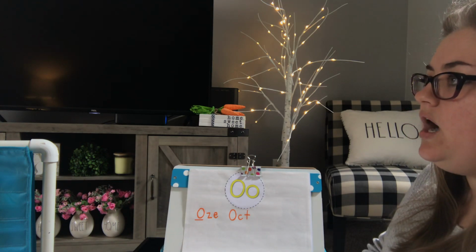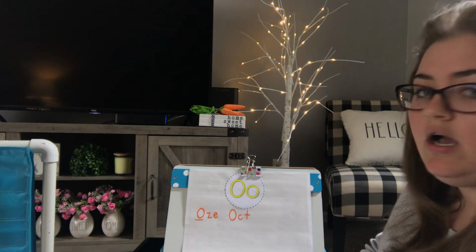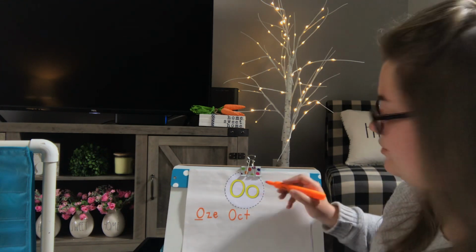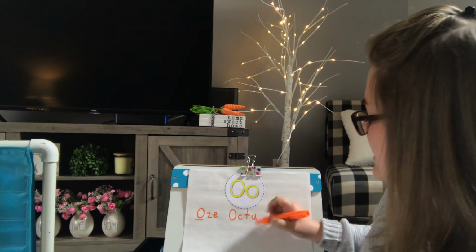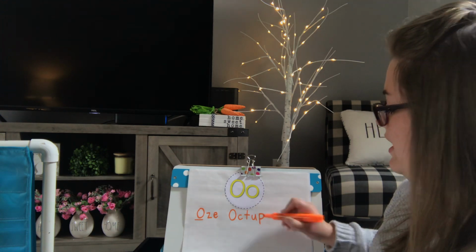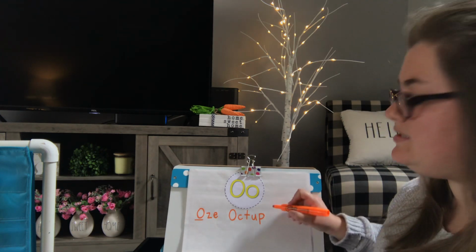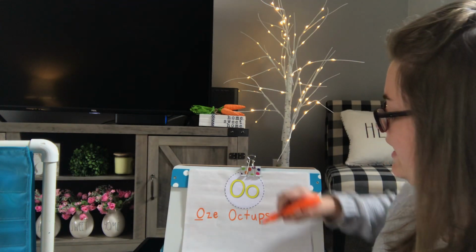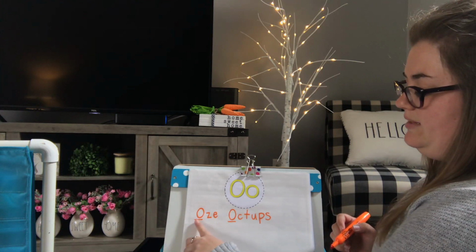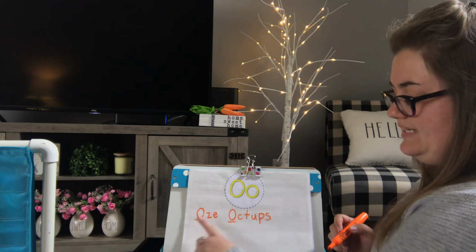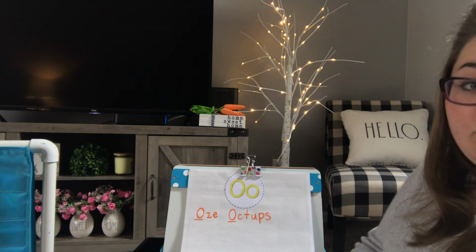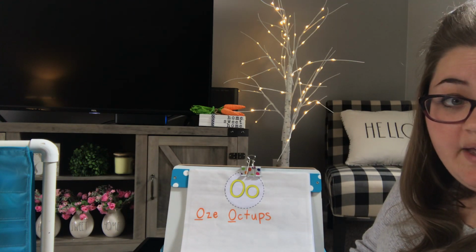Ozzy. That's a tricky one. Umbrella U. Ozzy Octopus. Now, in Ozzy Octopus's name, it had the beginning sound of O in Ozzy and the beginning sound of O in octopus. Now, if you wanted to draw a picture clue for yourself, that would be great.